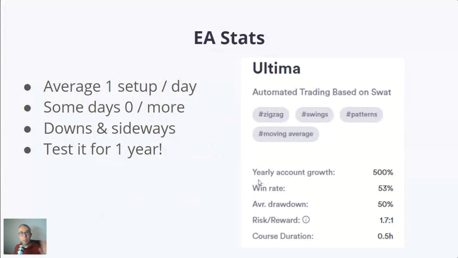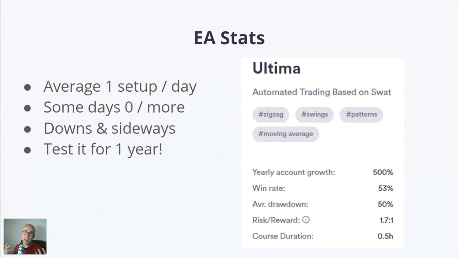Regarding number of setups, about on average 1 a day, but of course some days could have more, some days could have none. It's an average. An average always has volatility around it. And keep in mind that this is for long term.